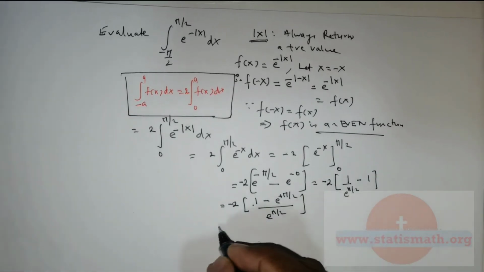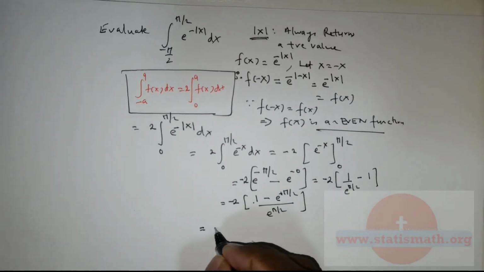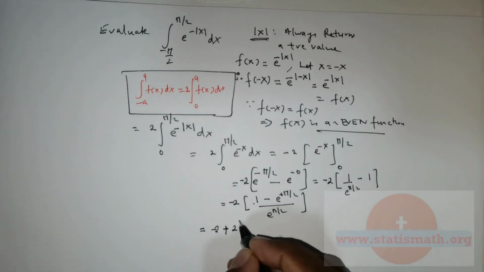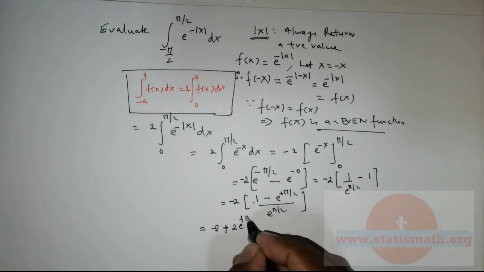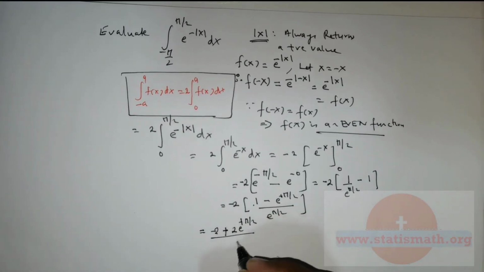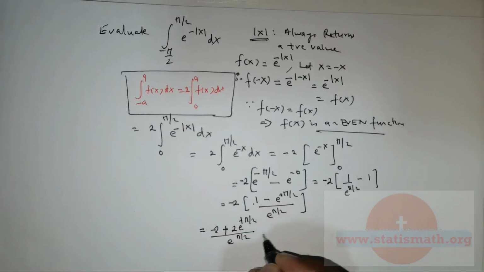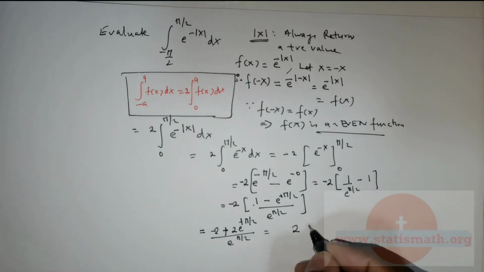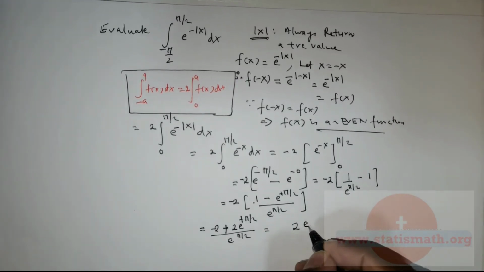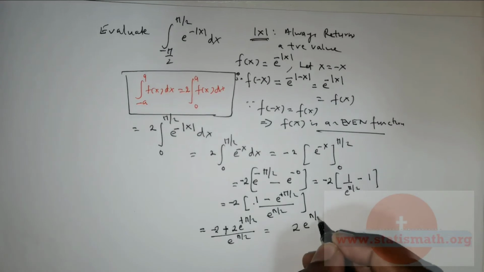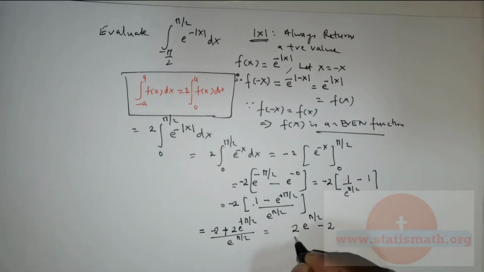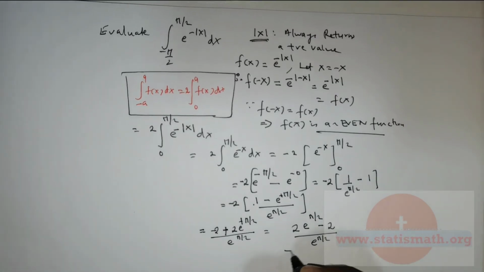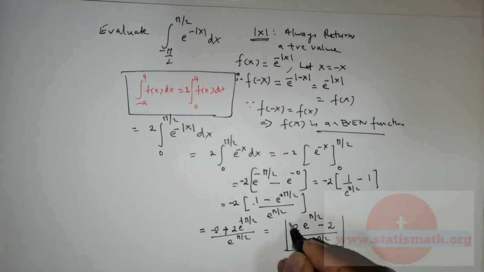So this can be further written as negative 2 times 1 minus e raised to the power positive pi over 2, divided by e raised to the power pi over 2. This can again be rewritten, writing the positive value first, as 2 times e raised to the power pi over 2 minus 1, divided by e raised to the power pi over 2. So this would be my final answer.